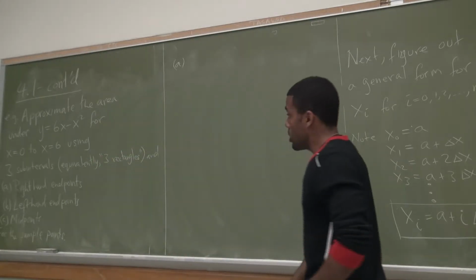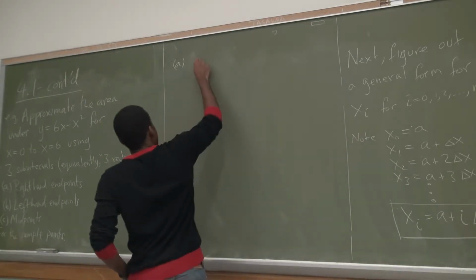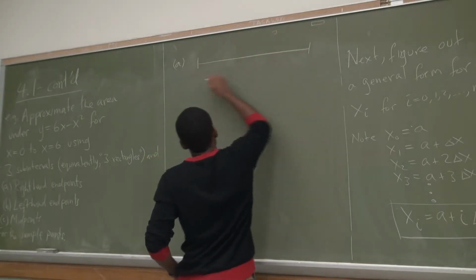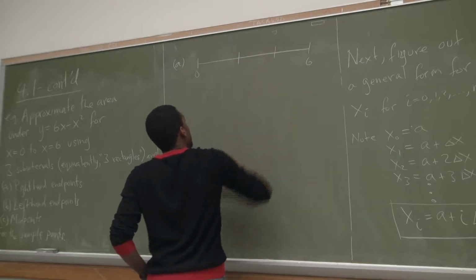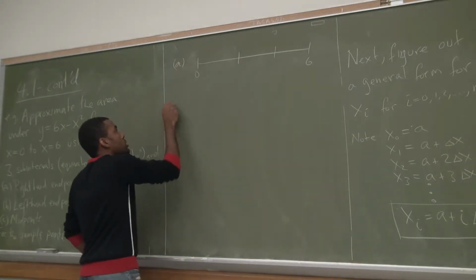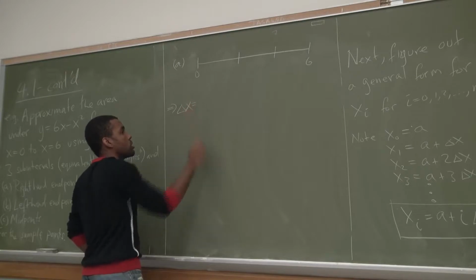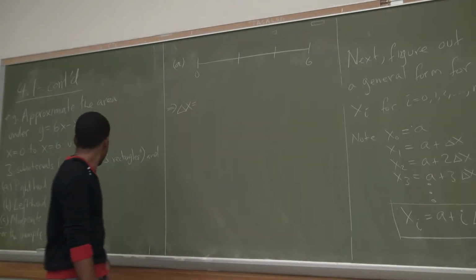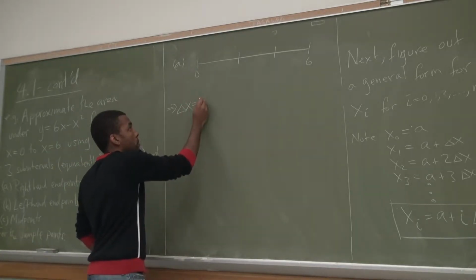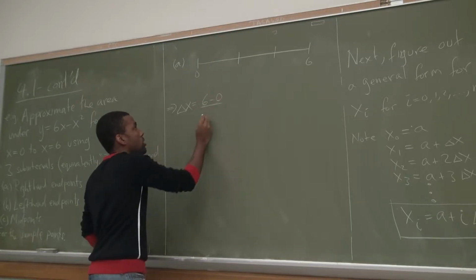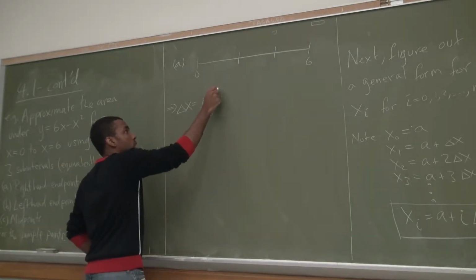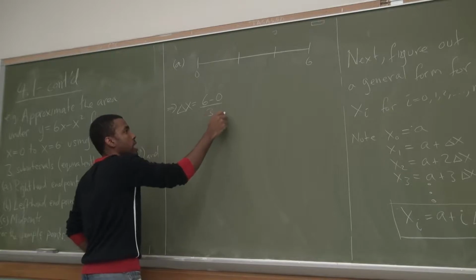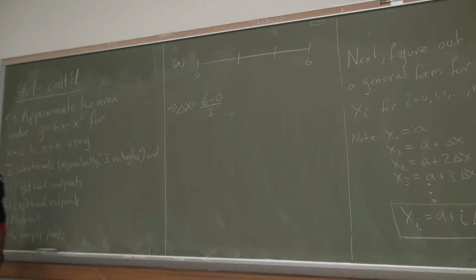Okay, so we look at the intervals. Notice that the interval goes from 0 to 6. I know I want to split this into 3 equal parts. This means that delta x is equal to, what's delta x? Formula. 6 minus 0 over 3. Right? So this is the b, this is the a, and this is the n. Right? n is the number of rectangles or the number of subintervals?